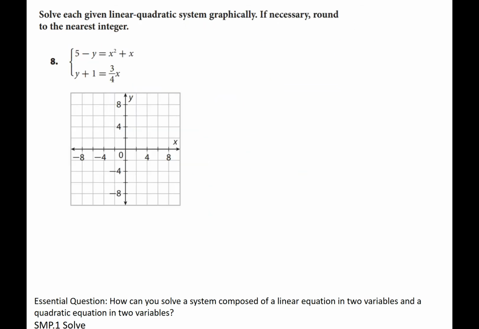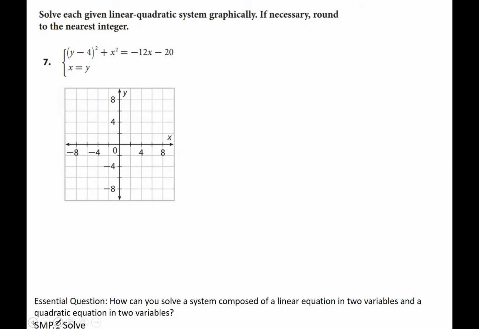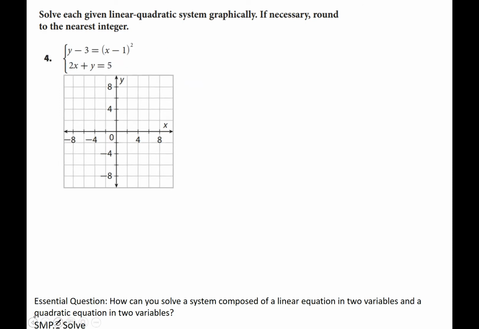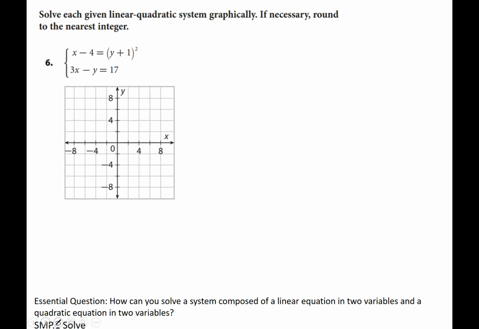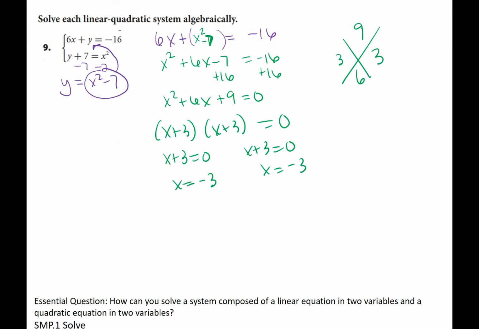So really, there is only one solution to this one. Sorry, it flipped. Oh, wrong way. Flipped a whole bunch. So really, there's only one solution to this. It's negative 3.